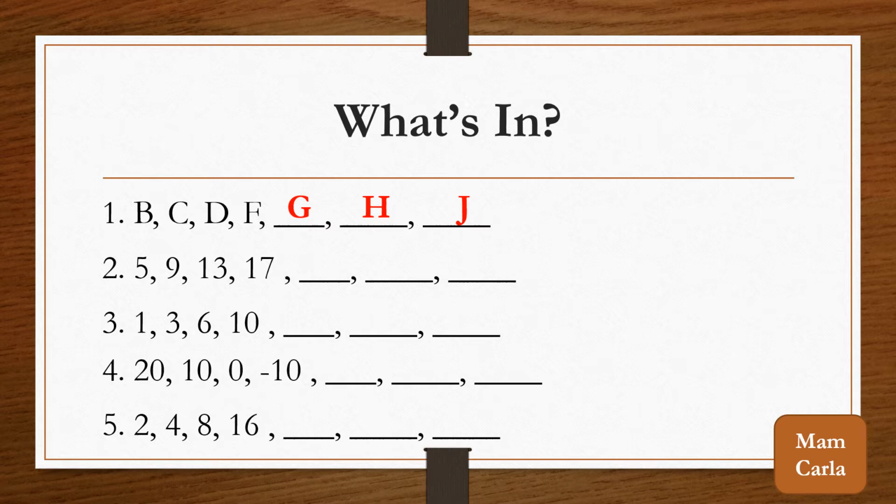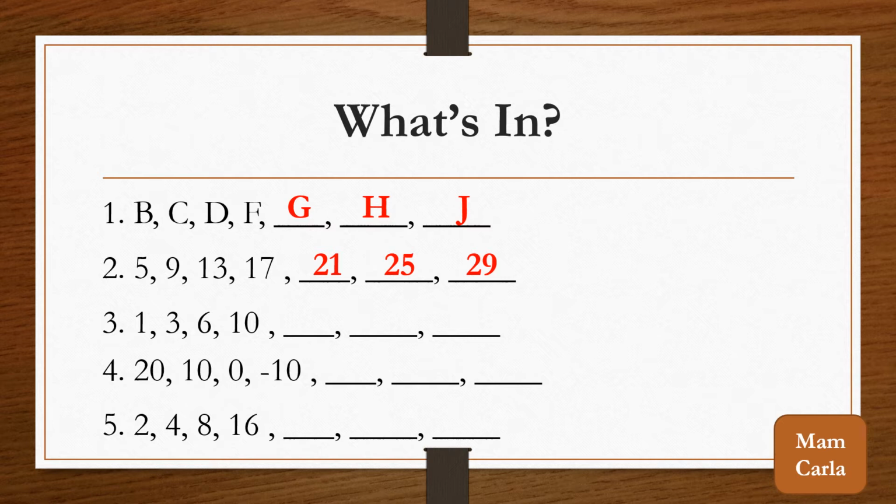For number 2, we have 5, 9, 13, 17. What have you observed about the pattern? Very good. The pattern is to add 4 to each succeeding number. So it means that the next three terms are 21, 25, 29.